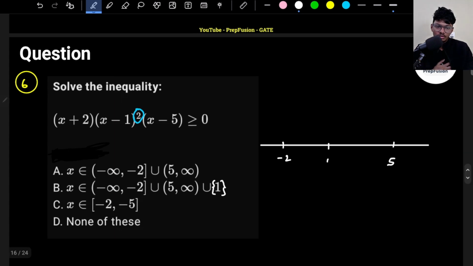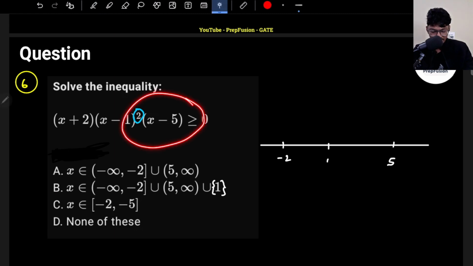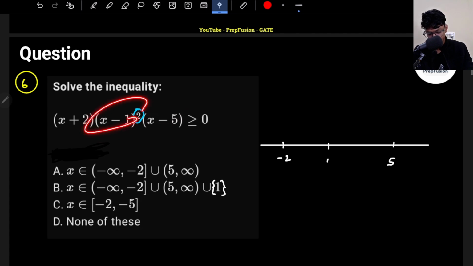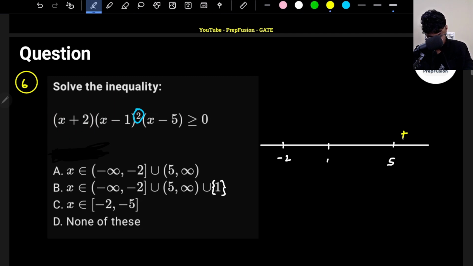Now what do you need to understand? Let me solve for any value x greater than 5. If I choose 6, this will be positive. This is a square, so this will always be positive. No matter what value I choose, if x is real, this will always be positive. If I square any number, it will always be positive. So I don't care. So this region, x greater than 5, is positive.